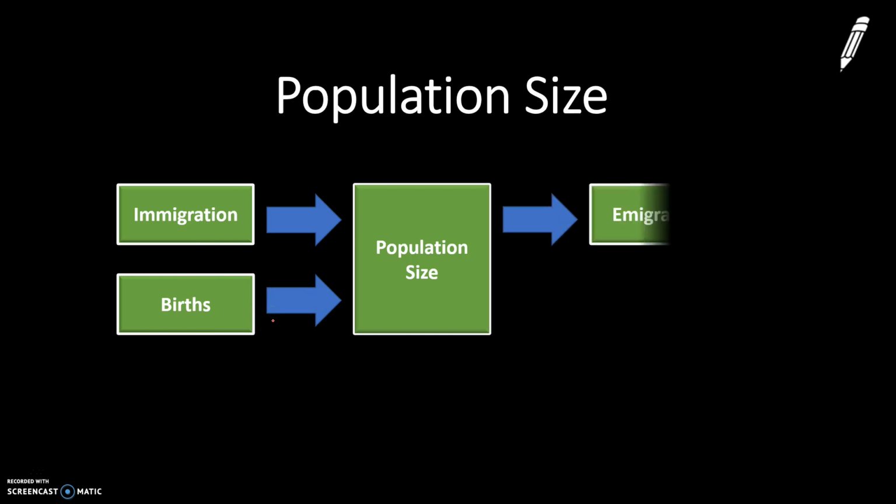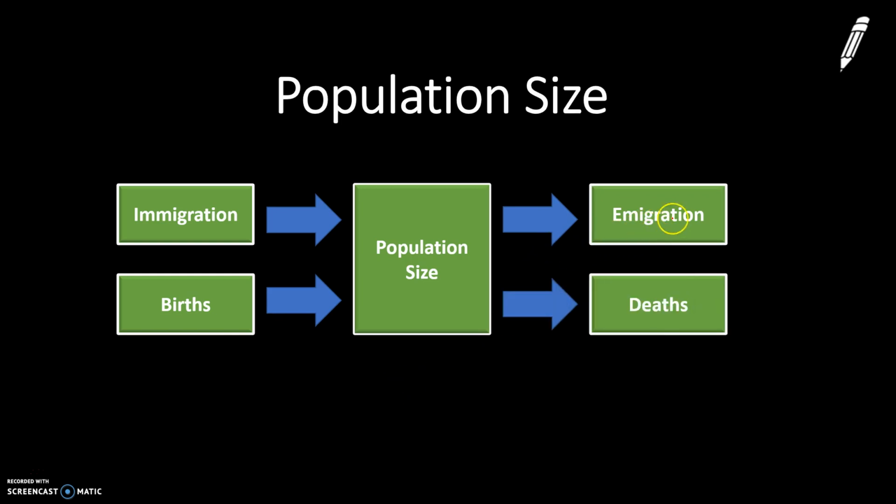On the other end of the spectrum, we have emigration. That's when individuals leave the population. And we have the death rate. The death rate, simply put, is how fast the individuals die from the population.